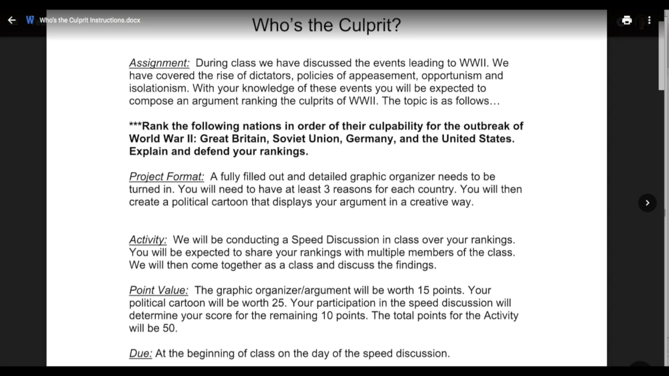Then the third thing, which moves on to the activity part of the instructions here, you guys are going to be doing a speed discussion in class. And you will see a picture here in a second of the speed discussion. You're essentially facing someone, and it's kind of like speed dating, but you're going to be discussing your rankings and talking about the political cartoon that you have made.